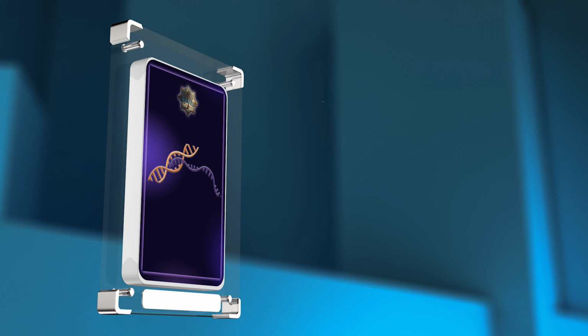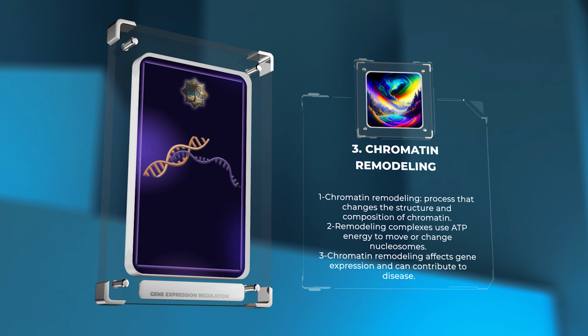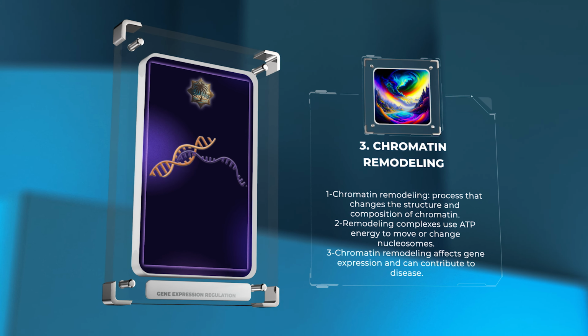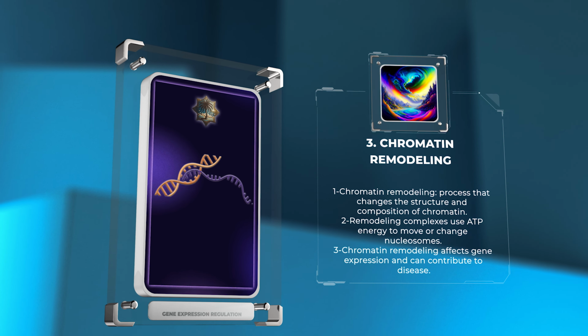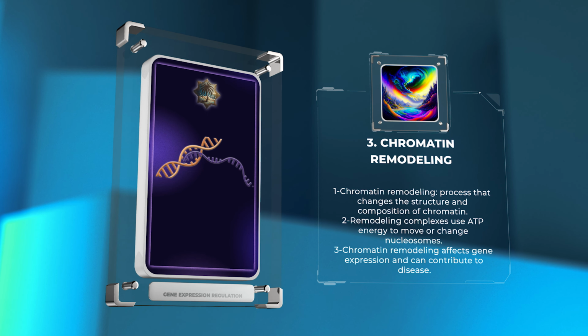Chromatin remodeling is a process that changes the structure and composition of chromatin, the DNA and protein complex in chromosomes. Remodeling complexes use ATP energy to move or change nucleosomes, which affect gene expression and can contribute to disease.